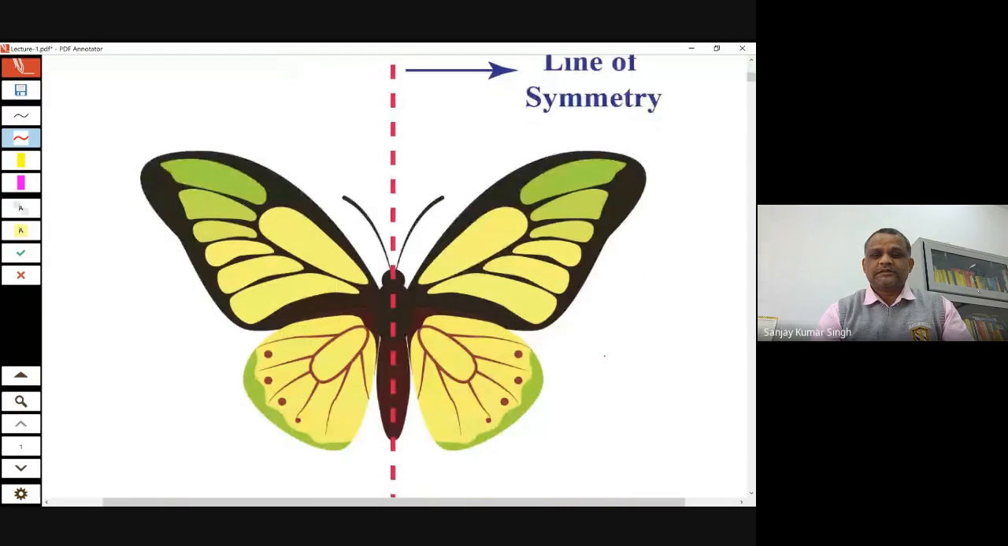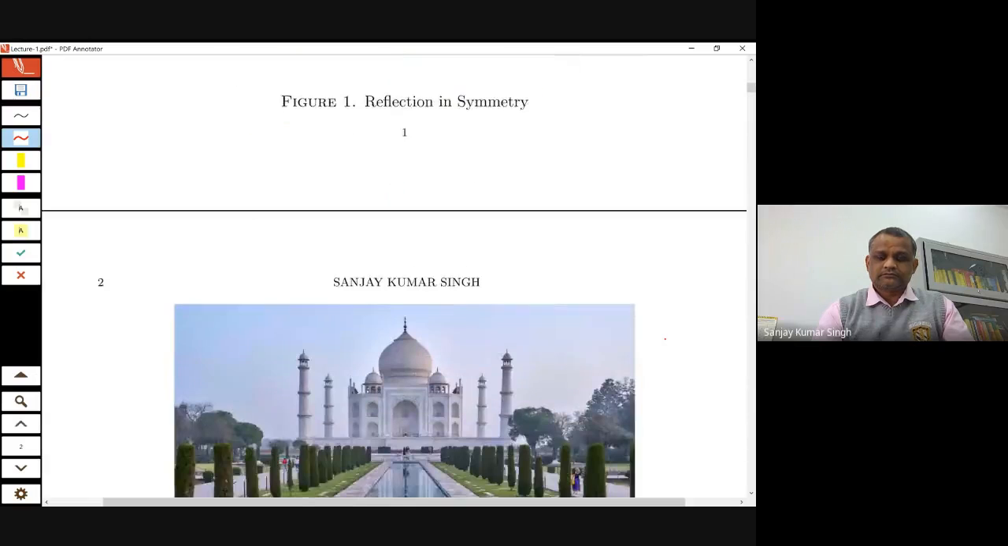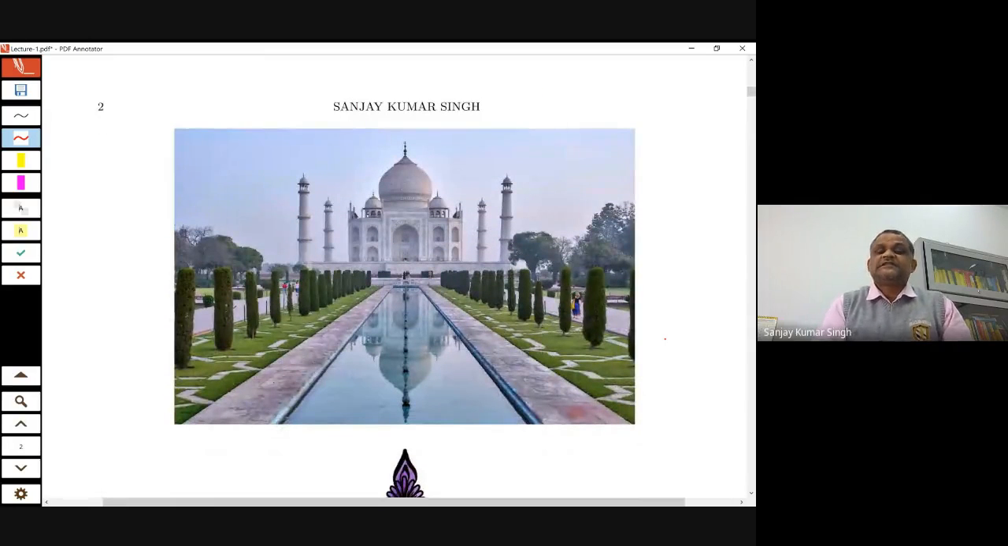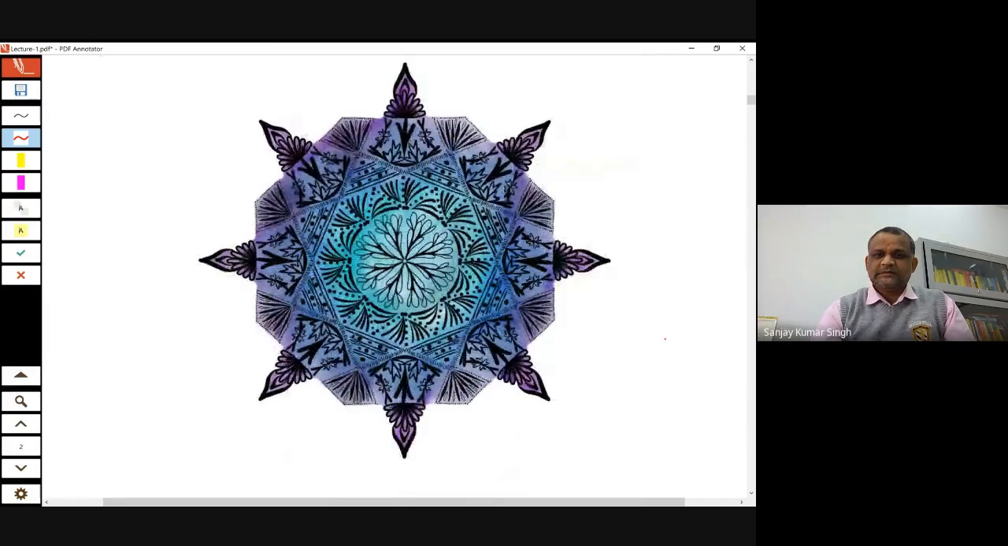I think most of us have seen such types of pictures. In this picture, I am defining something called a line of symmetry. That is very important to say that the object has a symmetrical pattern with respect to this line. Now let's move on to some more examples. This is also a symmetry. Do you agree some symmetry is there?